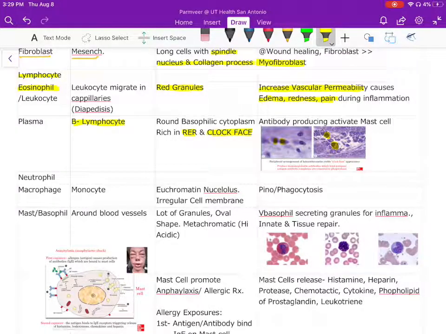Then we have macrophages. Macrophages, like we said earlier, come from monocytes. They have euchromatin and a nucleolus, are irregular cells, and eat up other material by pinocytosis or phagocytosis.